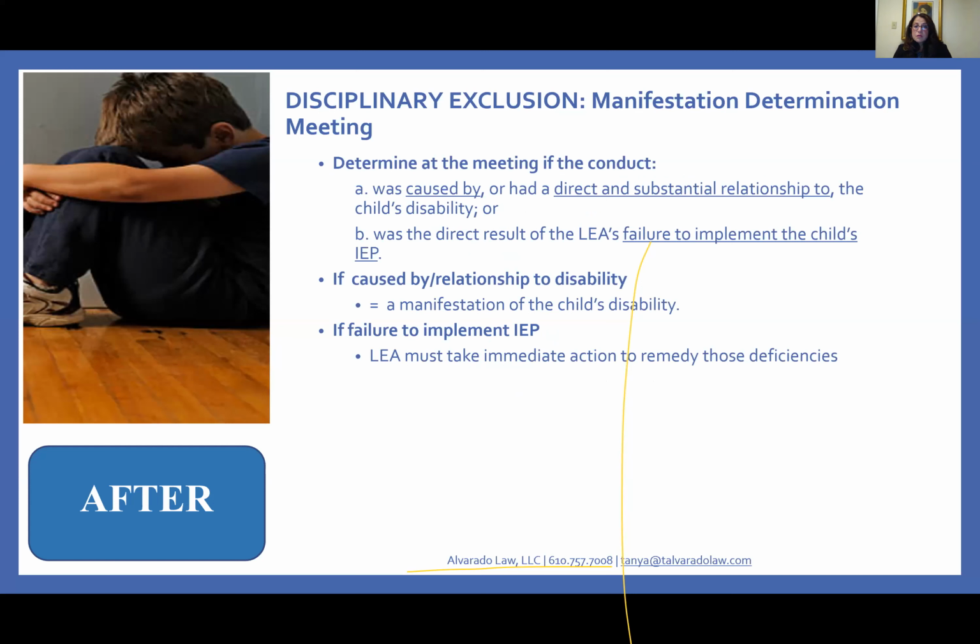So how do you know if it's a manifestation of the disability? You have to look at the behavior. The question is, was it caused by, or is there a direct and substantial relationship to the child's disability? If your child is impulsive and what violated the code of conduct is that they left the school building because they got frustrated and that's what they do, it's all part of the disability, then the district cannot continue to punish or exclude your child. They can't change the placement. They have to address the IEP.